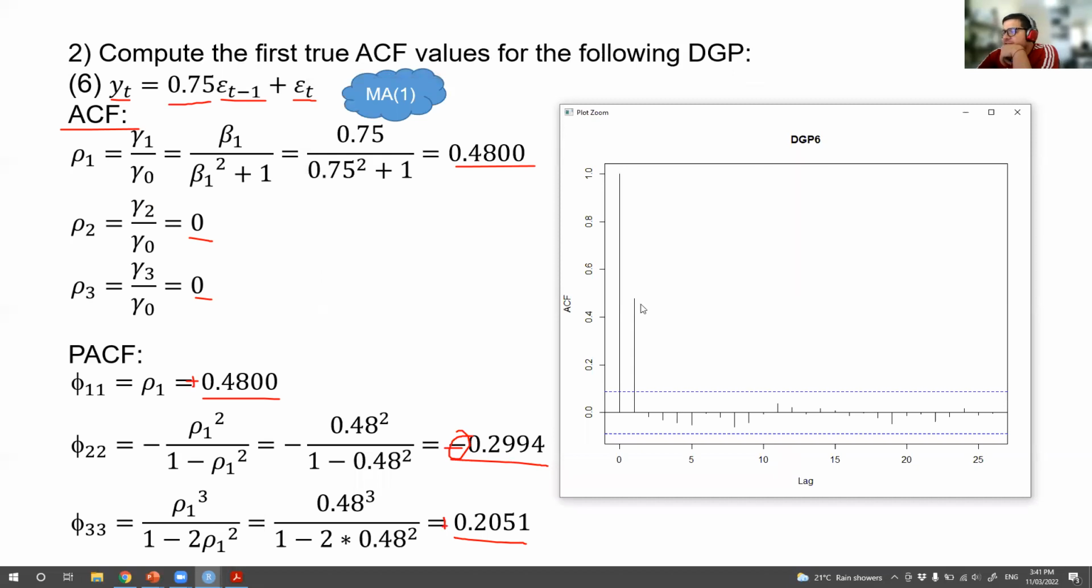For the ACF, it starts here at 0.48 and then sharply cuts off to 0. So we can see that in here. Please, again, disregard the first line. I don't know why this 0 is not the axis. It moves it one step ahead, and it drives me crazy. But don't worry, disregard that.